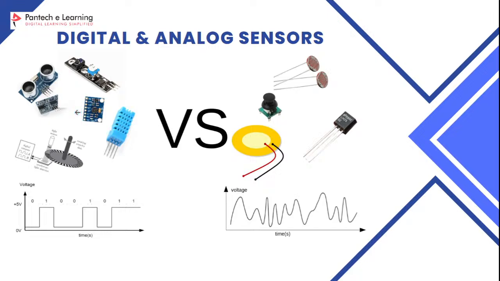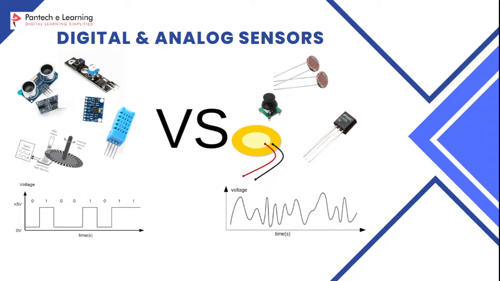And coming to digital sensors. A digital sensor produces an output signal in the form of discrete values or digits, only zeros and ones, usually in binary code. Digital sensors typically use an analog to digital converter to convert the analog input signal into a digital output signal. Examples of digital sensors are optical encoder, proximity sensors and temperature sensors. Here you can see ultrasonic sensor, DHT11 and some more.